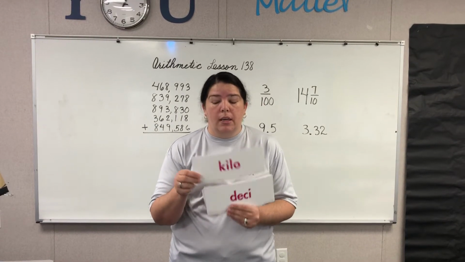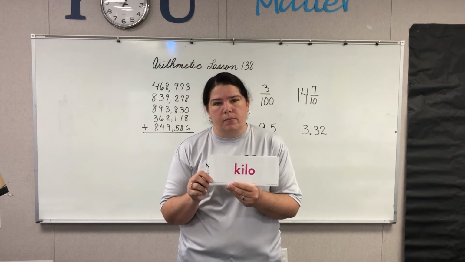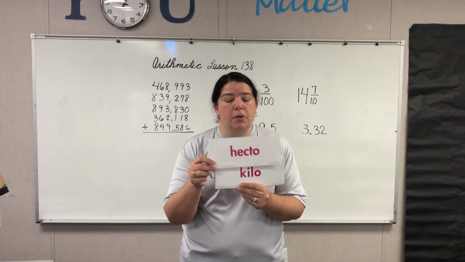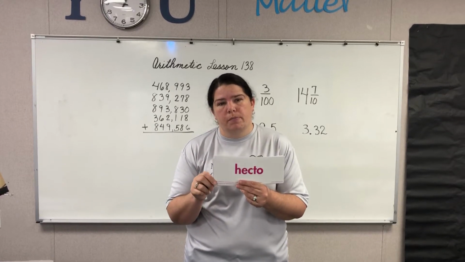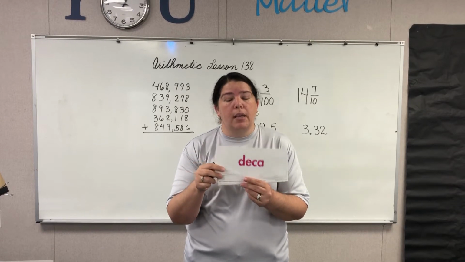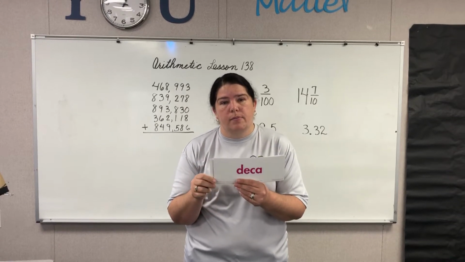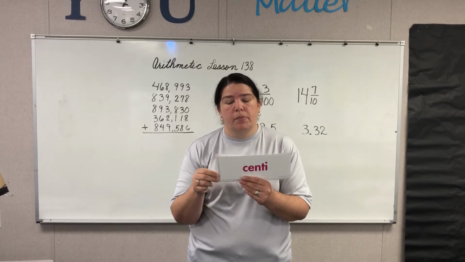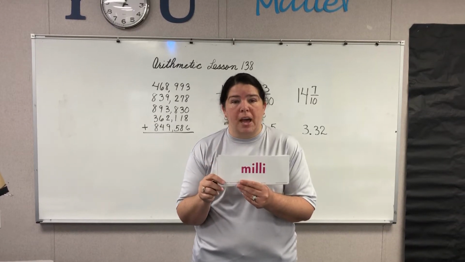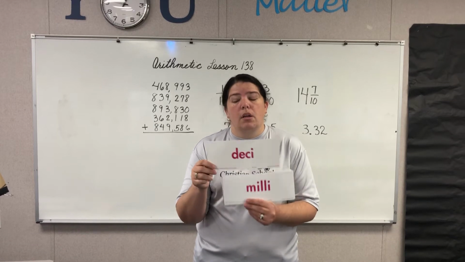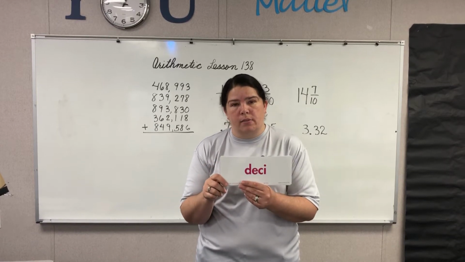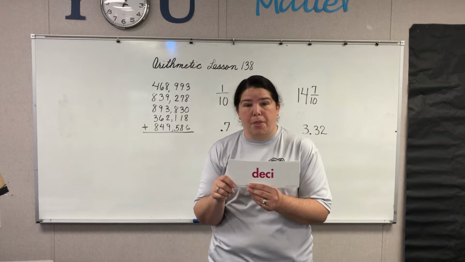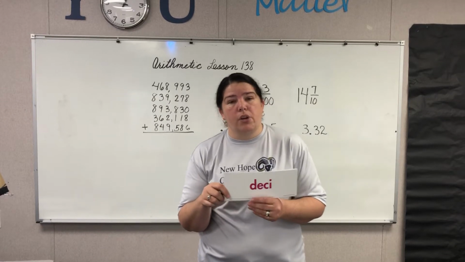Okay, let's go over your metric measures. Repeat after me. Kilo equals 1,000. Hecto equals 100. Deca equals 10. Centi equals 1/100. Milli equals 1/1000th. Deci equals 1/10. Okay, let's try to go faster.